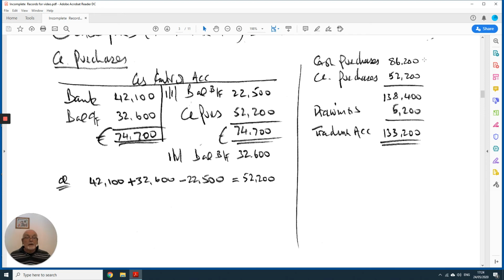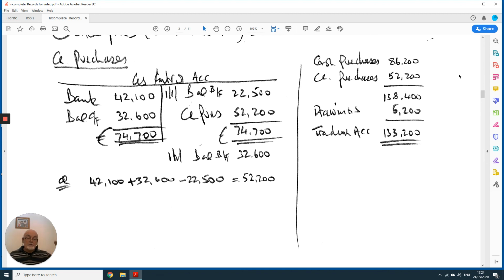Up here then we add our cash and our credit purchases together to get the total purchases for the period of 138,400, and the question tells us that each week Murphy withdrew for his or her own use €100 worth of stock. So that's the 5,200.